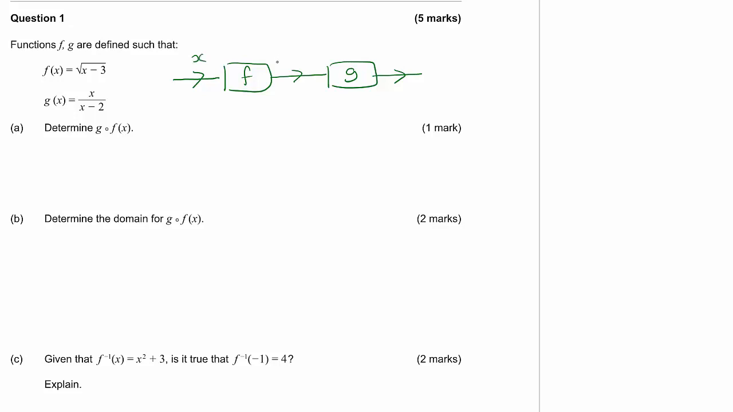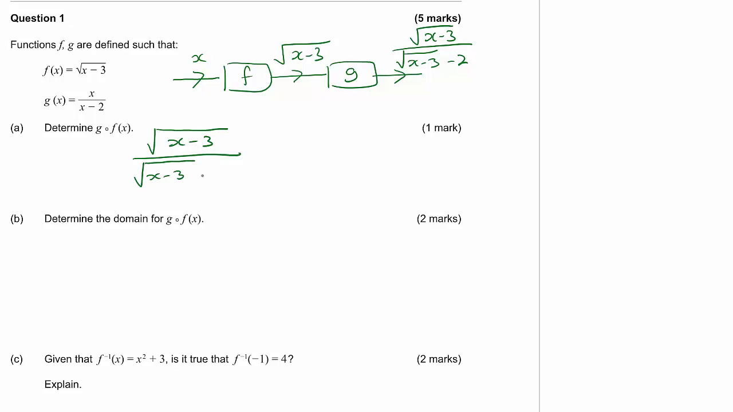So if we start with x here, what comes out is the square root of x minus 3, and then into g we'll get root of x minus 3 over root x minus 3 take away 2. So we can write that here, root x minus 3 over root x minus 3 take away 2. Now we want to determine the domain for that function.